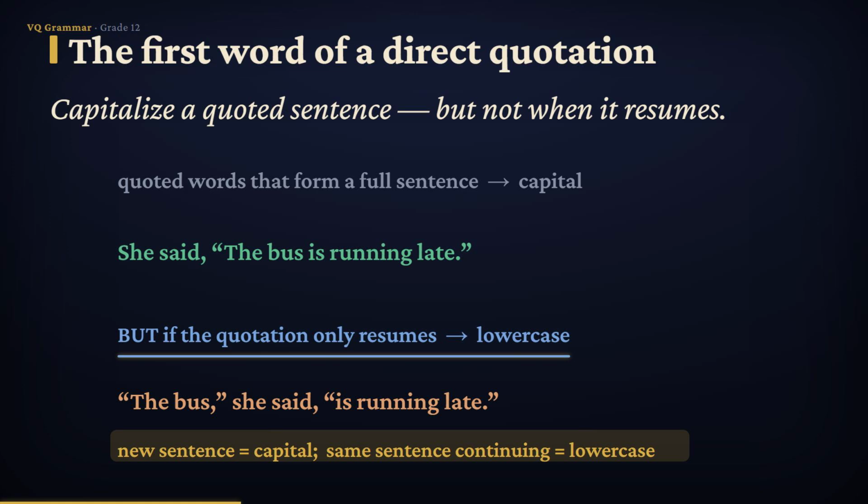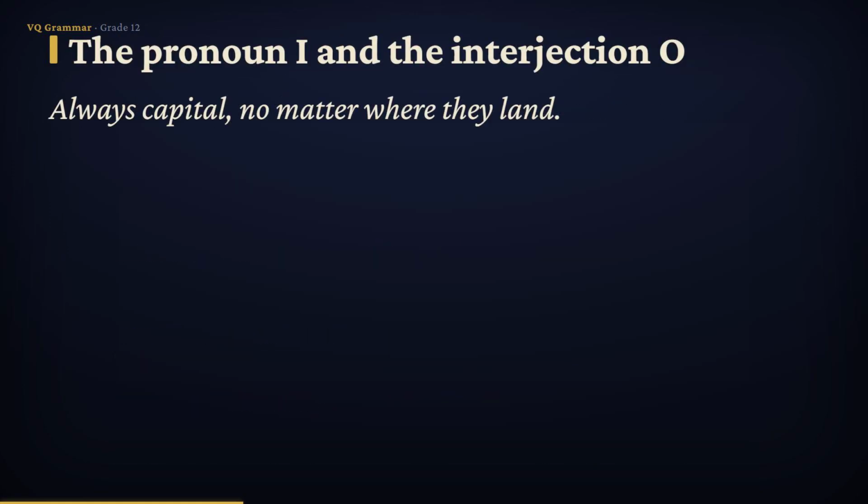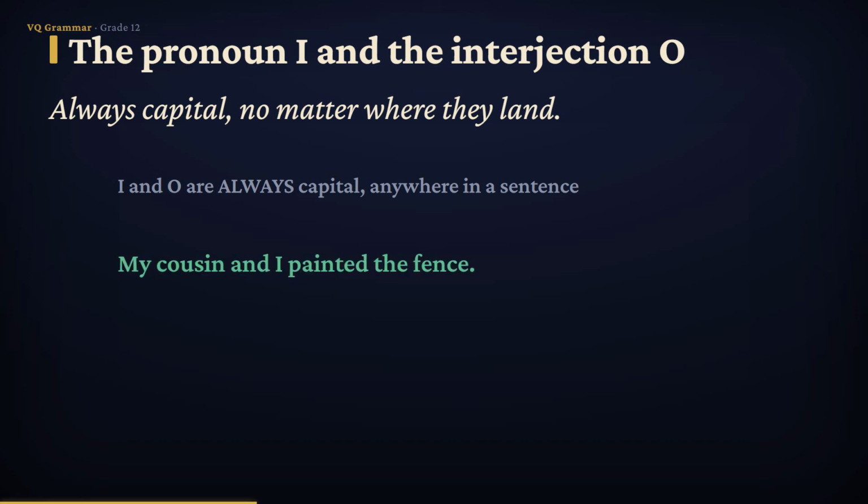Here are the 2 words that break away from the position rule and demand a capital wherever they appear. First, the pronoun I. My cousin and I painted the fence. I is capital, even though it's buried in the middle. Tomorrow I leave for the coast. Capital again, right after the first word. It never matters where I sits. It is always a capital letter, standing alone.